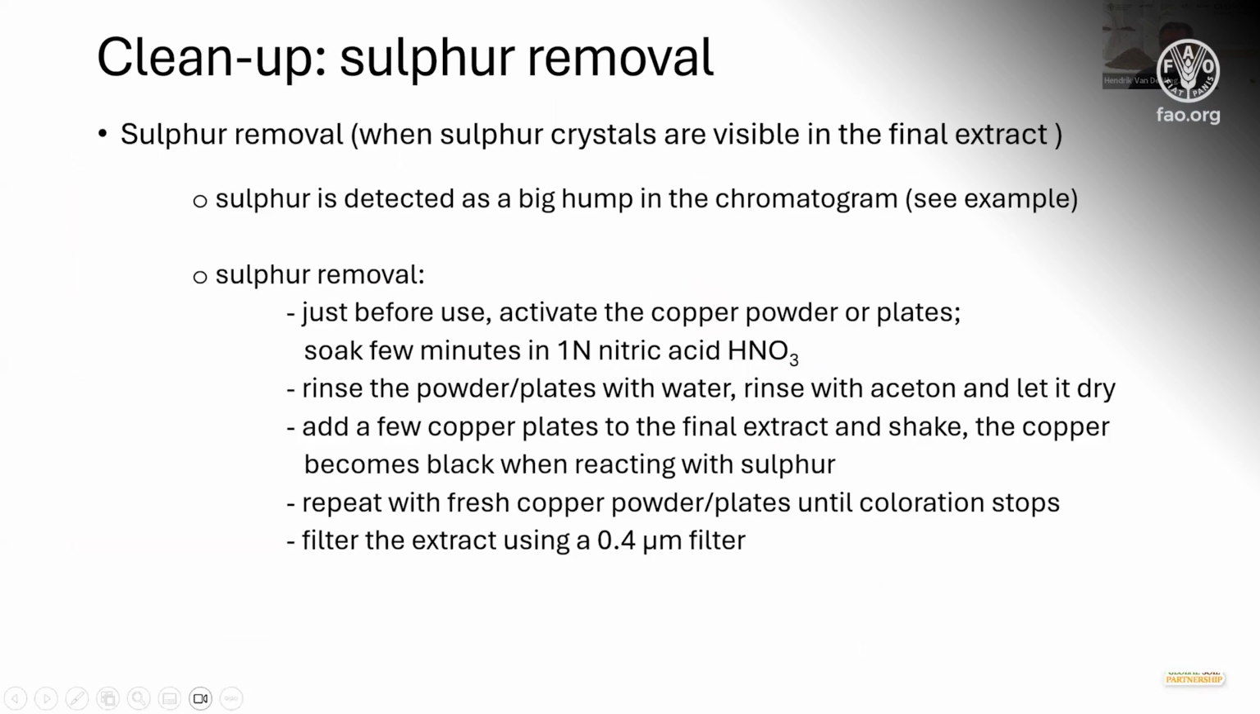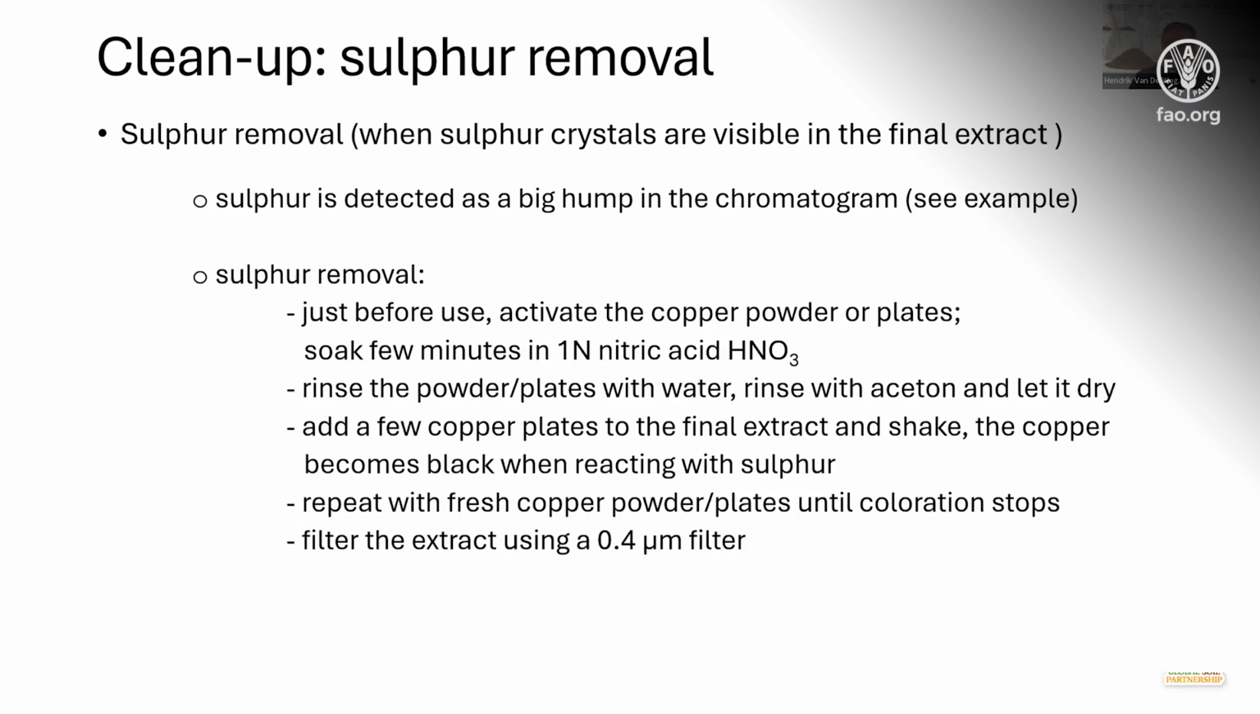So how do we do that? Well, we let the sulfur react with copper. So just before use, we activate the copper. This can be powder or plates. We soak it a few minutes in nitric acid, 1 normal. Then we rinse the powder or the plates with water. We rinse it with acetone and we let it dry.